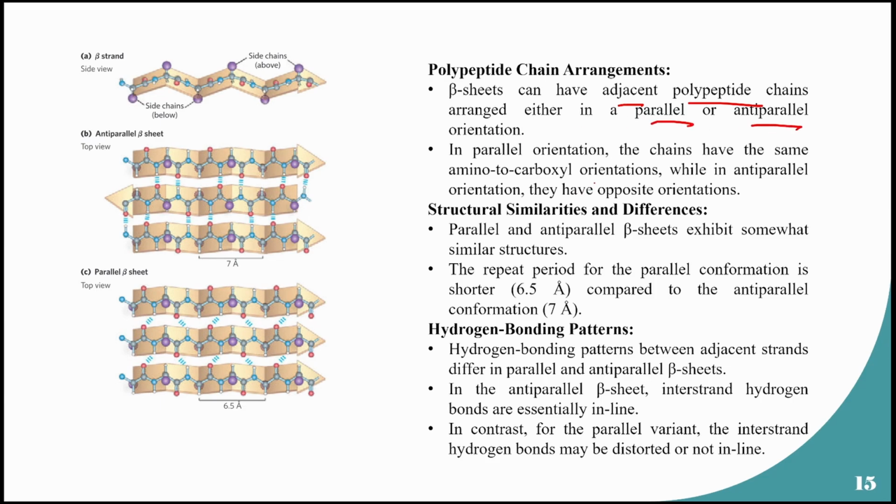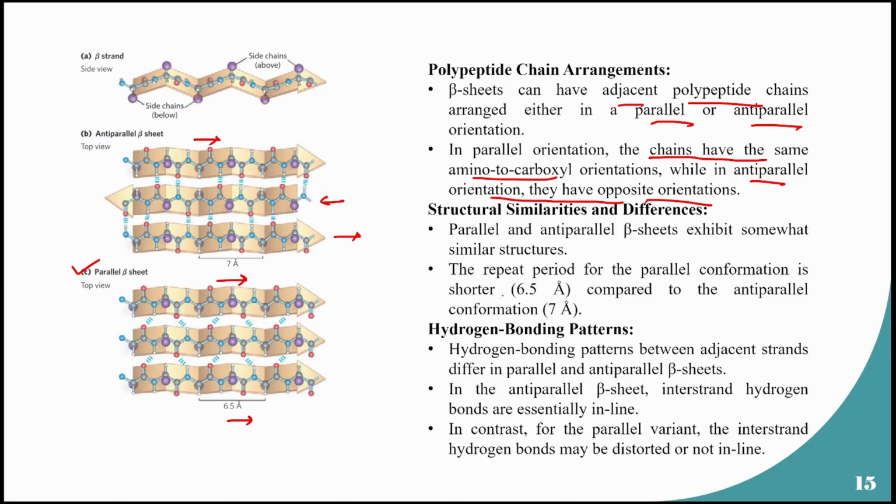Parallel means that the chains will have the same amino-to-carboxyl orientations, right? For example, here you see the orientation goes in this particular way. The arrow also represents that. Whereas in the anti-parallel orientation, the strands have opposite orientations. So, for example, this strand goes this way, this strand goes this way, and so on. Now they have somewhat similar structures, of course.